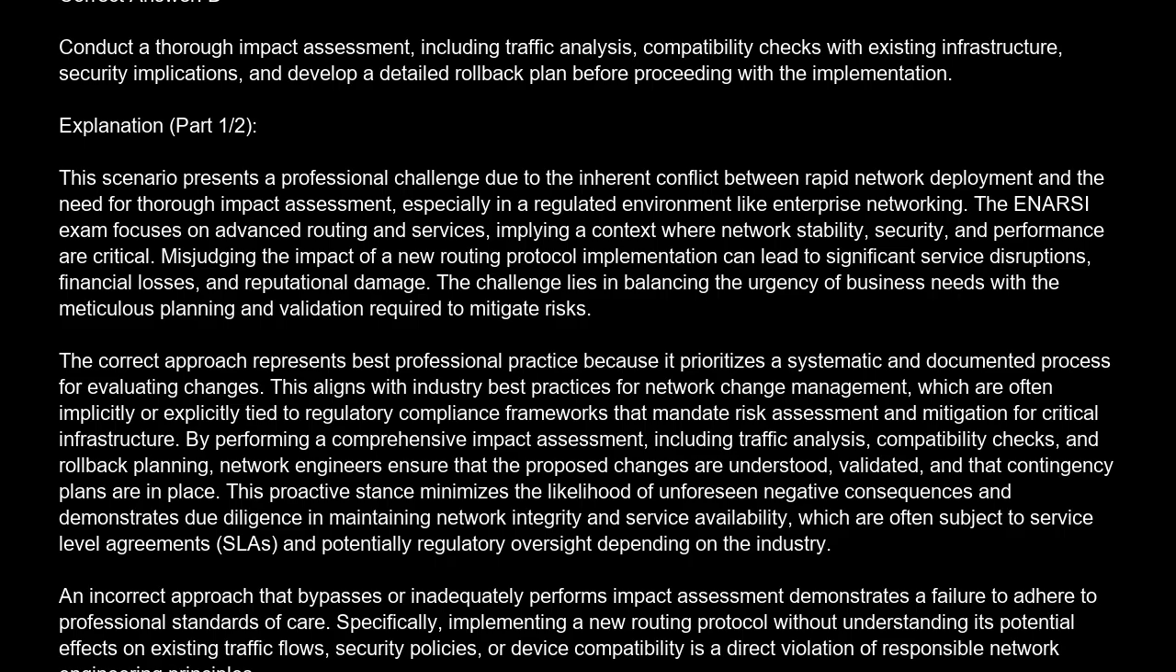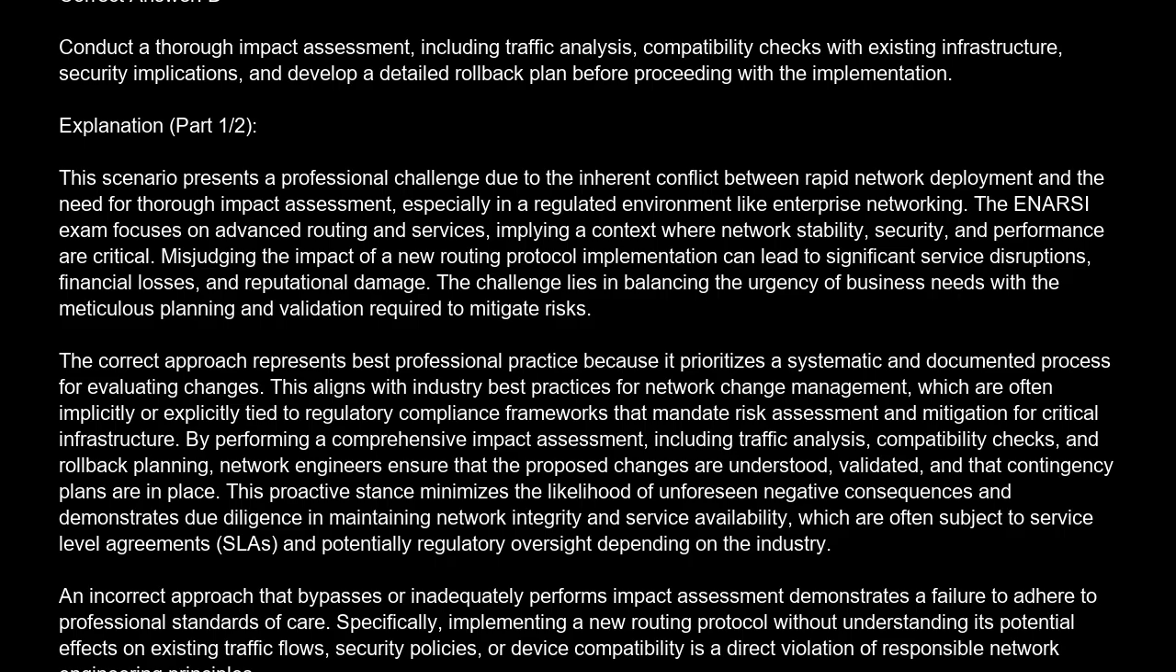This proactive stance minimizes the likelihood of unforeseen negative consequences and demonstrates due diligence in maintaining network integrity and service availability, which are often subject to service-level agreements, SLAs, and potentially regulatory oversight depending on the industry.